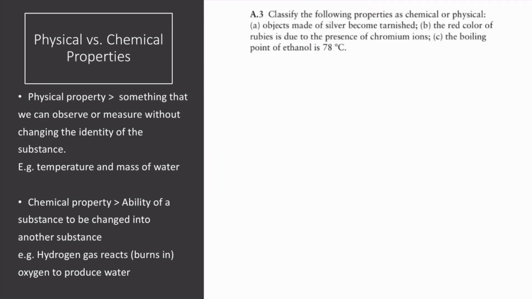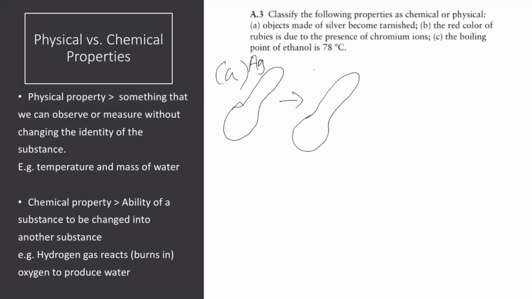Let's do one example. In the problem here, it says to classify the following properties as chemical or physical. For part A, objects made of silver become tarnished. We can have a silver spoon that later becomes tarnished. Tarnishing is just a layer of silver sulfide on the silver spoon that makes its color darken.